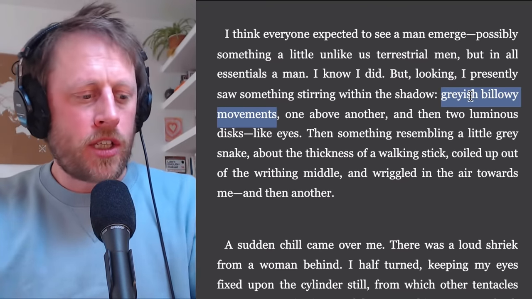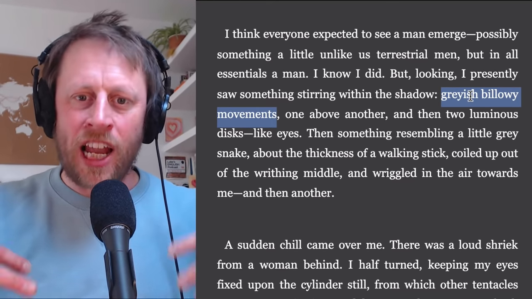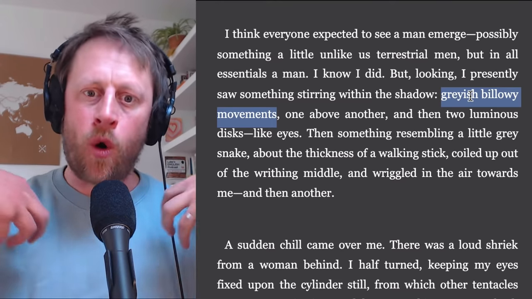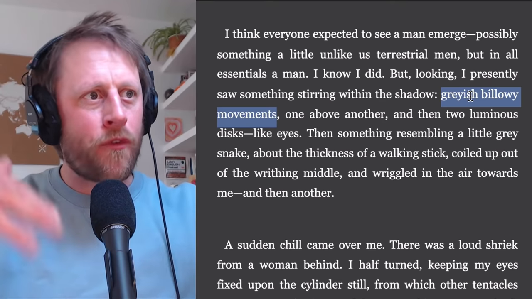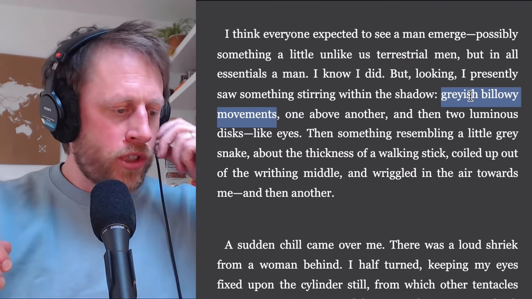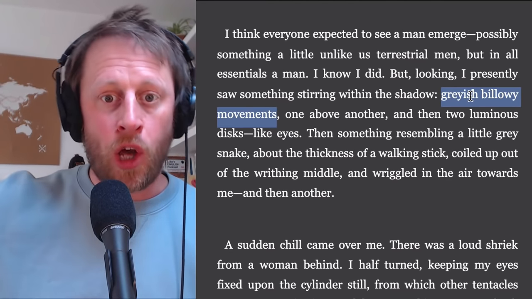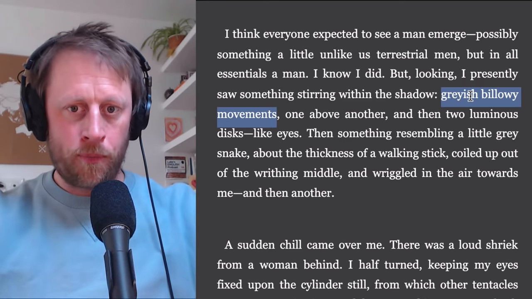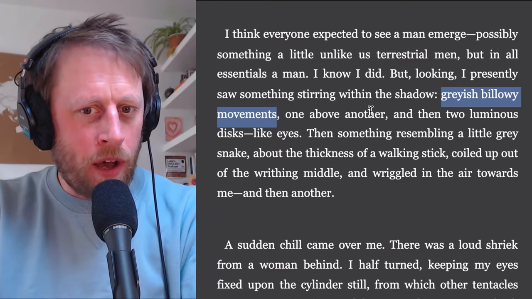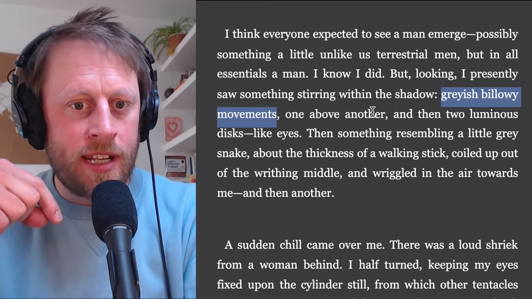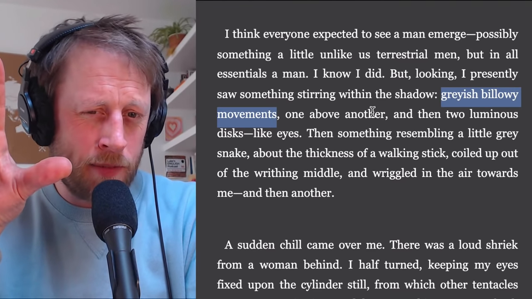This is a good one. So to billow is a verb. Two examples: smoke billows. If there's a lot of smoke pouring out, the way the smoke moves out in ever-increasing circumference is it billows. Also, if you have a big sheet, like a bed sheet, hung out in the garden and blown by the wind, the sheet will billow like that as well. So, greyish, billowy movements, unclear, one above another. And then two luminous discs, like eyes. Luminous means sort of glowing in the dark slightly.